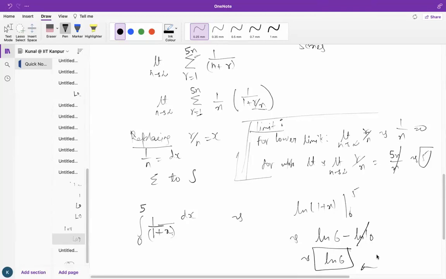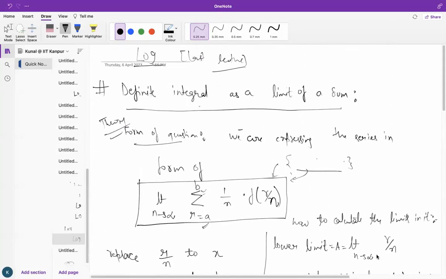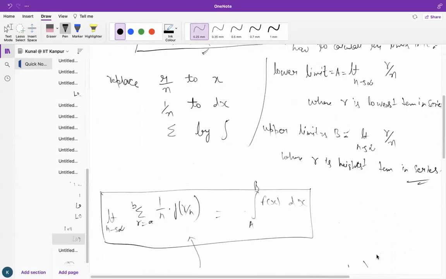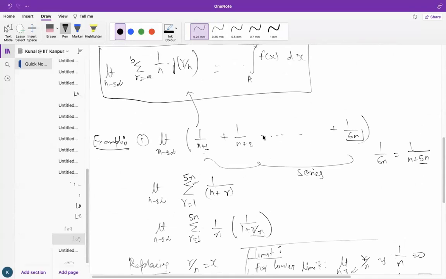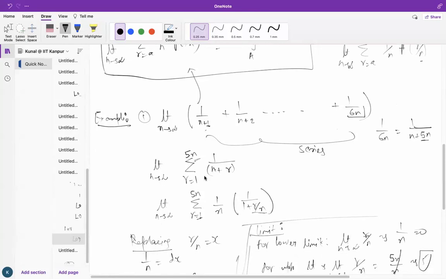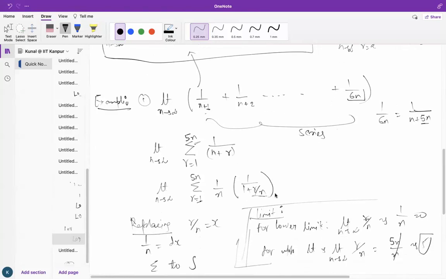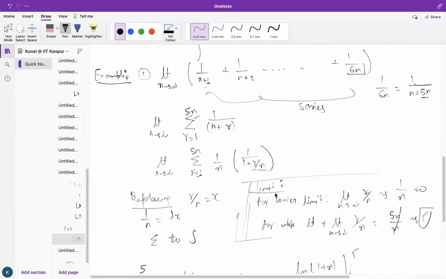So let me tell you again what I'm doing here. I just use this theory. First you have to convert this series into summation, limit n tending to infinity, summation r equal to a to b, 1 by n and f of r by n. And we have to create r by n, right? So I just take n common, so we get 1 plus r by n. And now it's time to replace things. In replacing, we replace r by n with x, 1 by n with dx, and summation with integration. Now it's time for the limit.